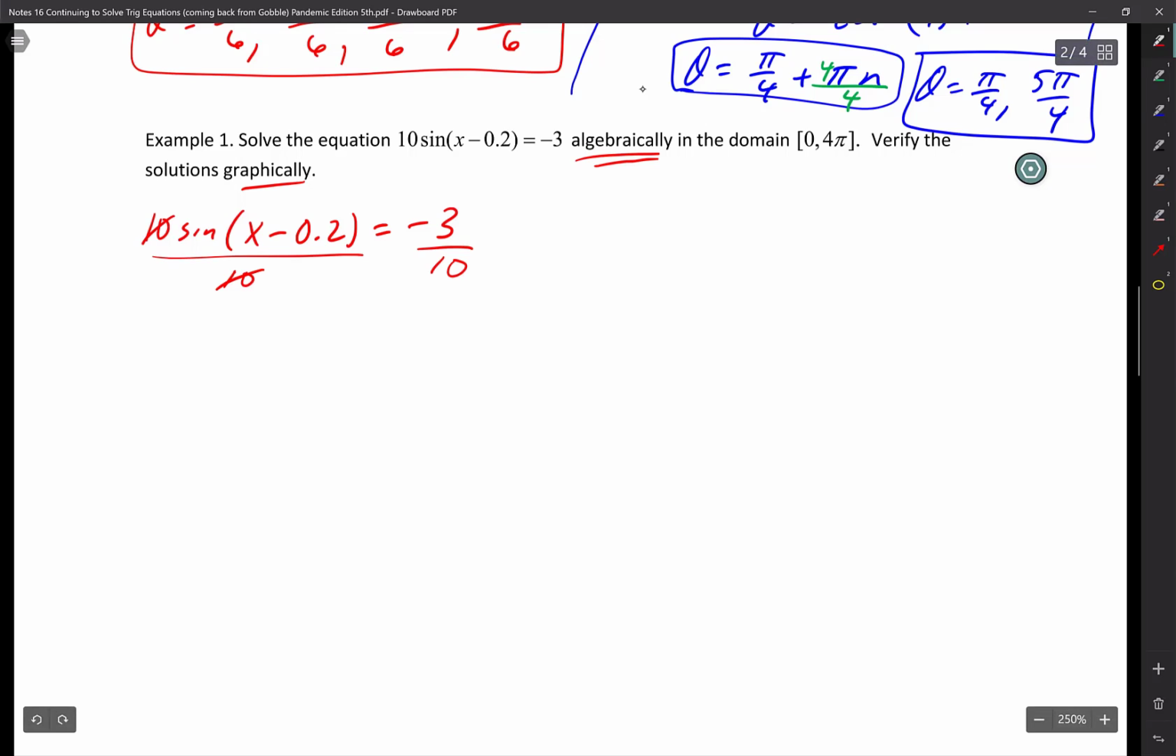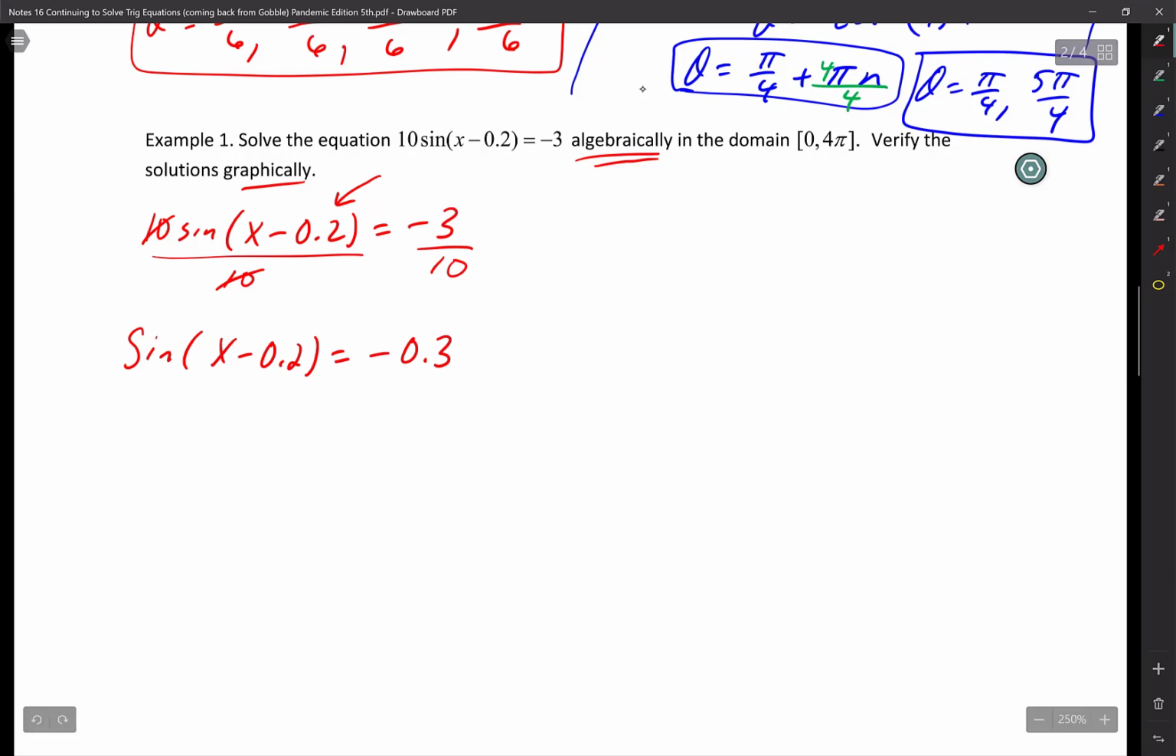Divide by 10, both sides. So then we're going to get sine of x minus 0.2 equals, and you could write it as a fraction, but I already have this in decimal. So it's probably best to just have one form. So I'm going to write this as negative 0.3.